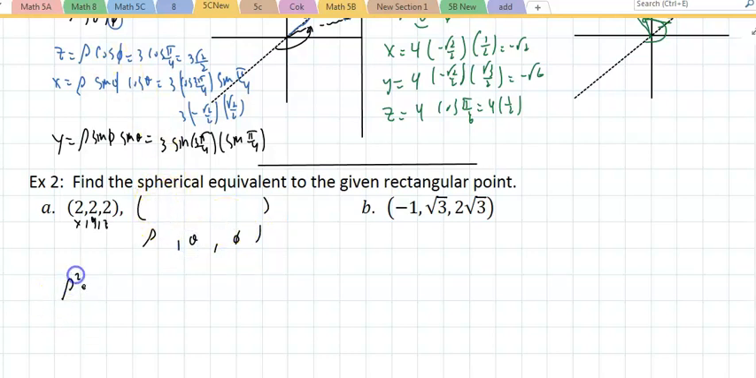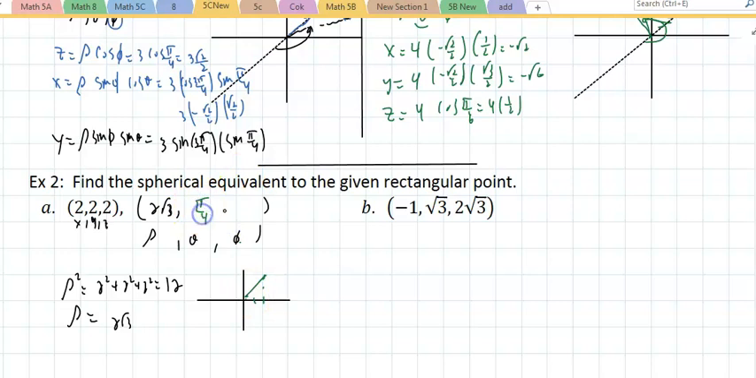I know that rho squared equals x squared plus y squared plus z squared. That's 12. So rho is actually 2 radical 3. And I know that x and y are actually 2 and 2. That makes theta pi over 4 because I'm in quadrant 1. And to find phi, I could use z specifically.